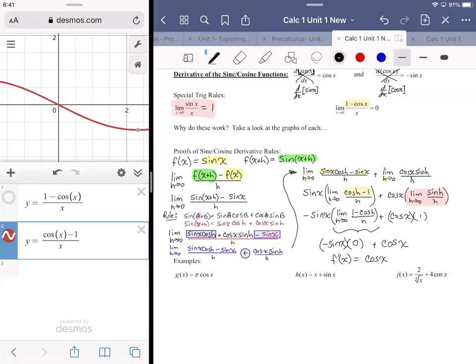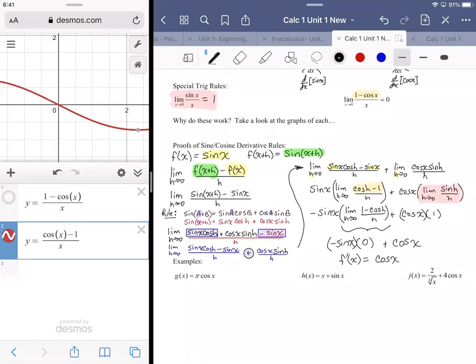So the examples, if you know your rules, we can apply the constant multiple rule. And this is where we really start seeing the benefit of the constant multiple rule. When I look at g of x, I want to think of it as pi multiplied by cosine of x. So g of x, not g prime of x.